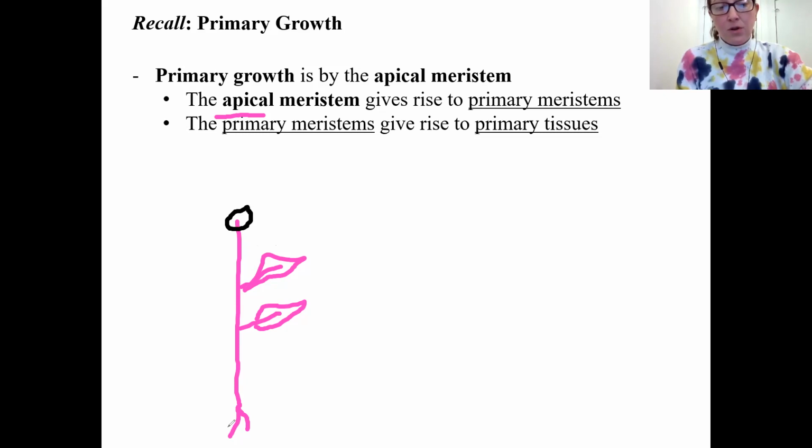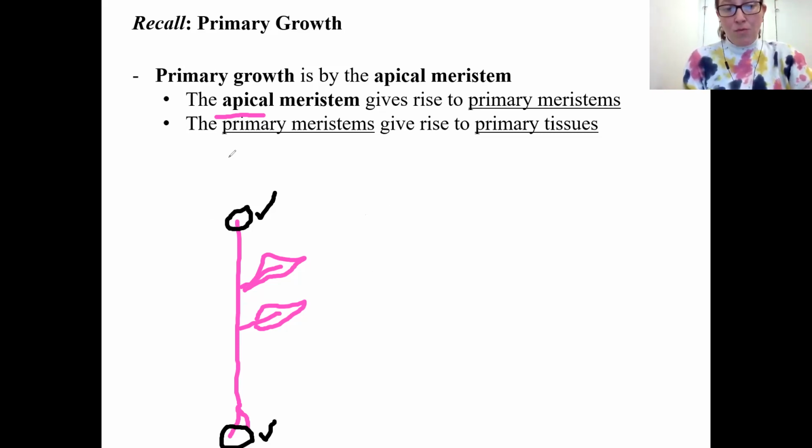But apical meristem could also be at the tips of the roots too, right? So up here, the apical meristem is going to give rise to the shoot system, or stems and leaves. And then the apical meristem down here would give rise to roots. But the point is, apical means at the tips.